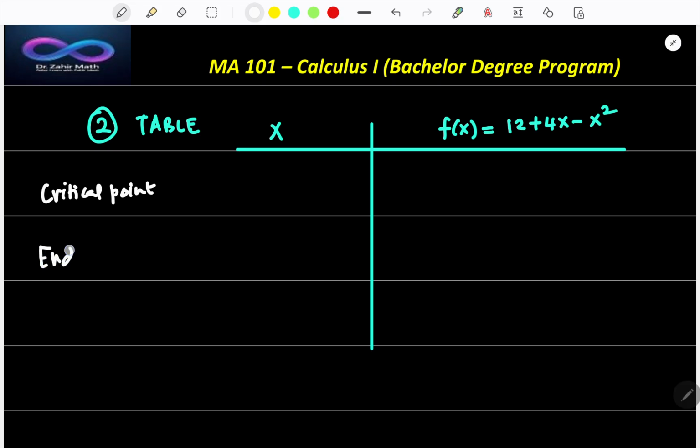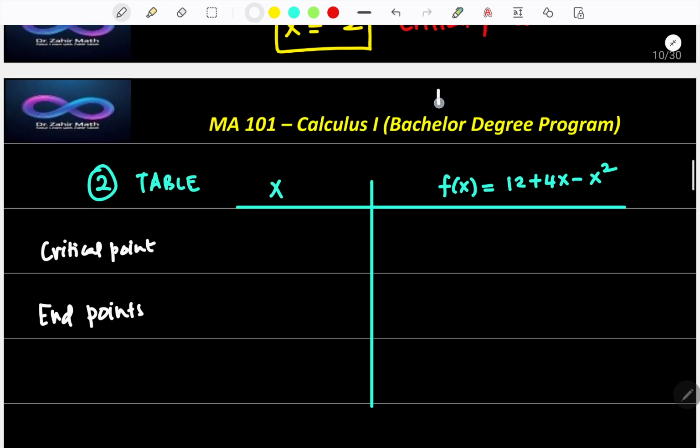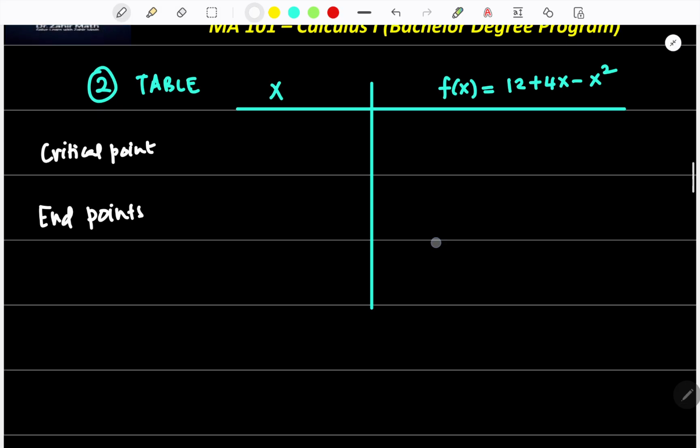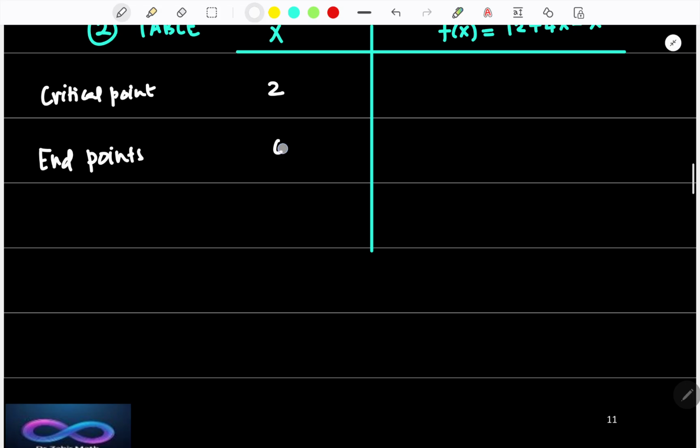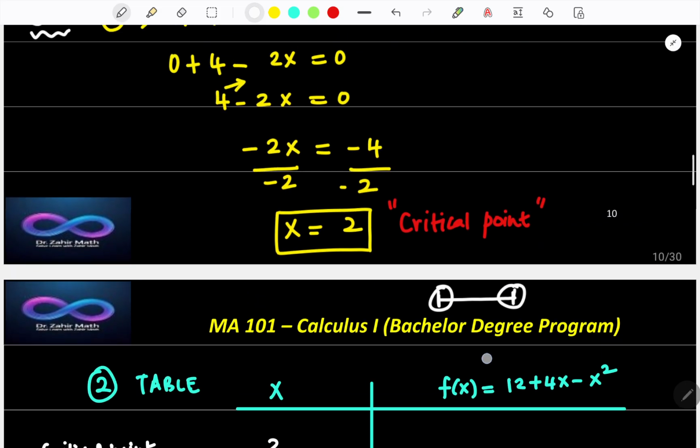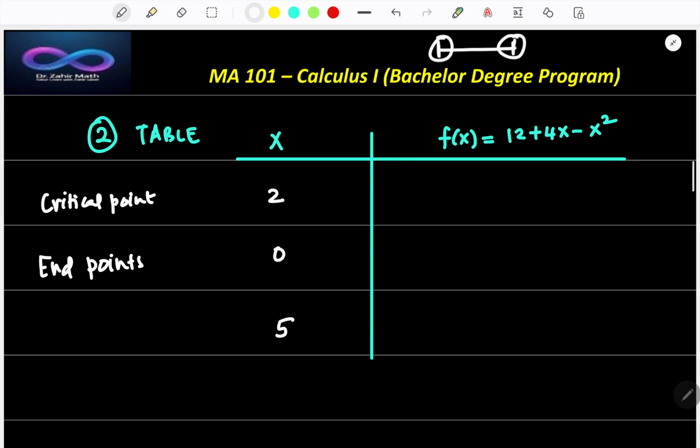The next you are going to put end points. End points are always 2 points only, because end means the starting and the end. These are called end points. So critical point is x is equal to 2, and end points are 0 and 5. Am I right? Yes, 0 and 5. Right.